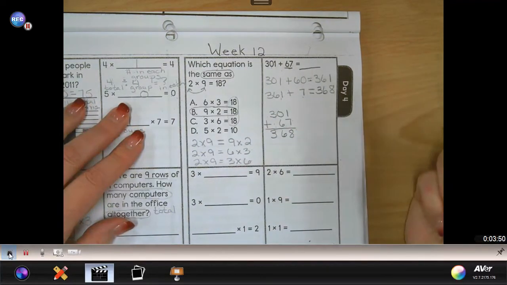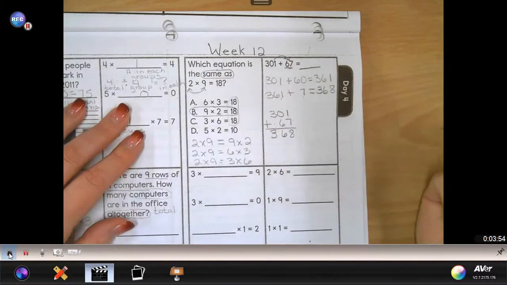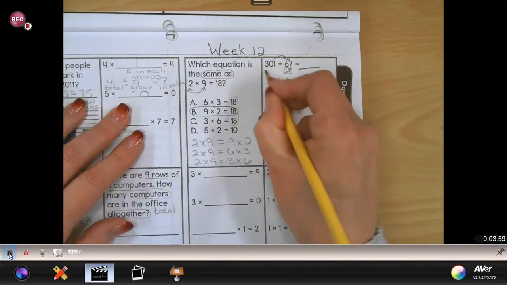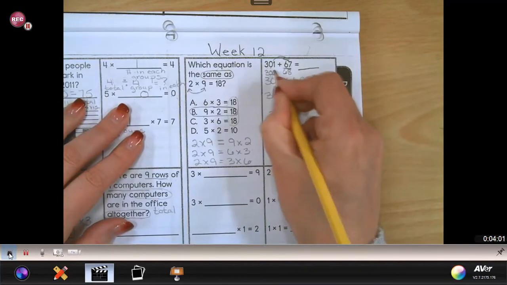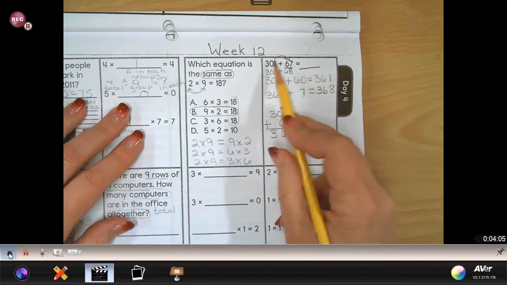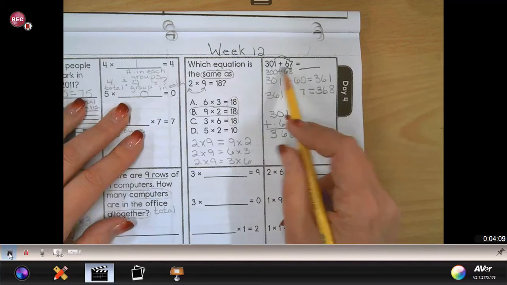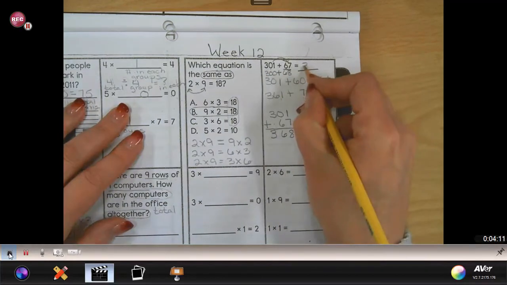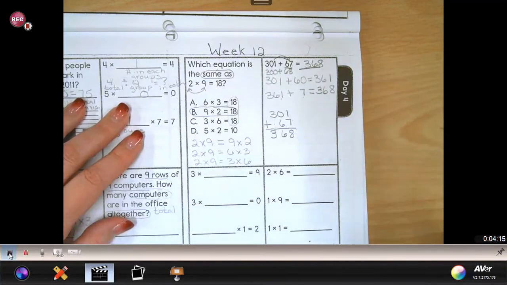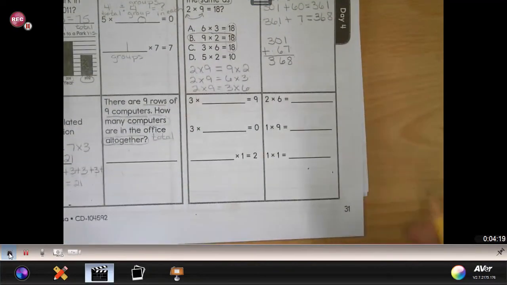We could also add 1 here and use a compensation. We could add 1 and make this 68, and then this would become 300. And remember, you can only do this with addition. Take one amount and add it to the other amount to give you your total here, which would be 368 as your sum. So many different ways to think about this. Let's take a look at the set of problems here.